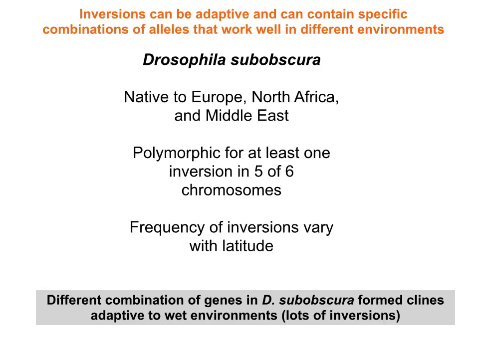Maybe either one of the two have those inversions, but there's a whole bunch of inversions. Drosophila subobscura is native to Europe, North Africa, and the Middle East. And what we find is that the frequency of those inversions will vary with latitude. So the subobscura that are up here in Europe have lots and lots of inversions. The subobscura that are in the Middle East and in North Africa don't have very many inversions.